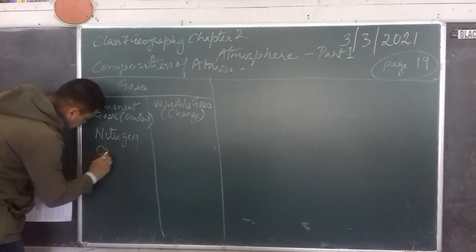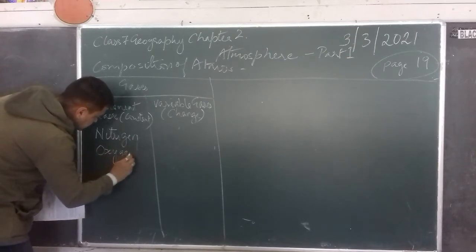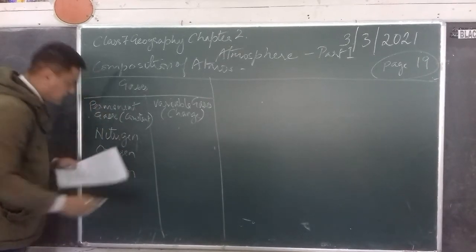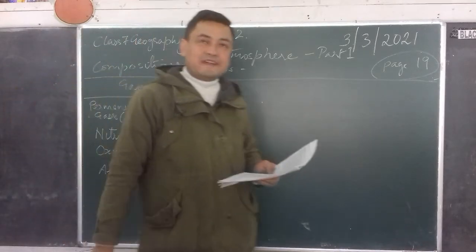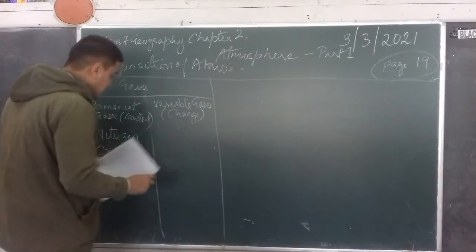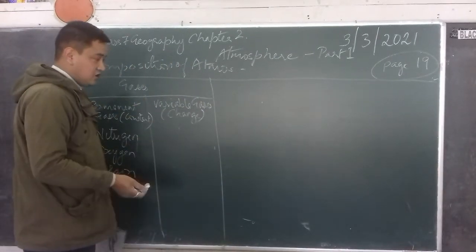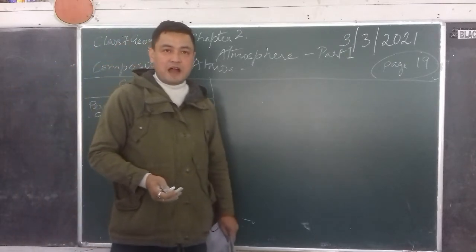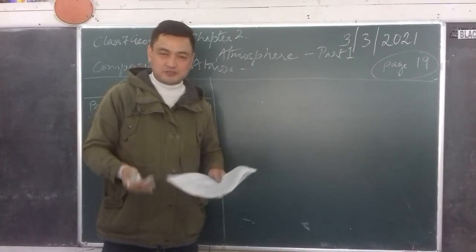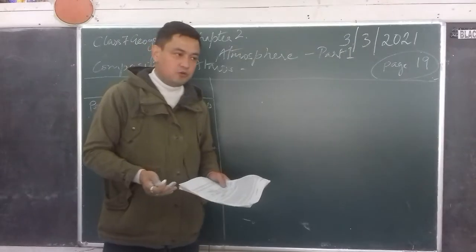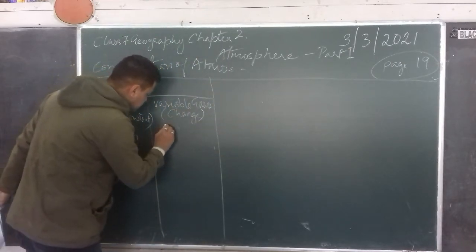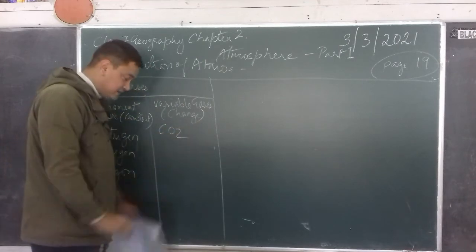Then oxygen, which is 21%. Argon is basically 0.93%. Now what are in the variable gases? The variable gases means gases which change. It is due to carbon dioxide that our temperature of the Earth is rising continuously, slowly, gradually, and it is causing global warming. So variable gases means the gases whose percentage changes. And which gases change? The percentage of carbon dioxide.